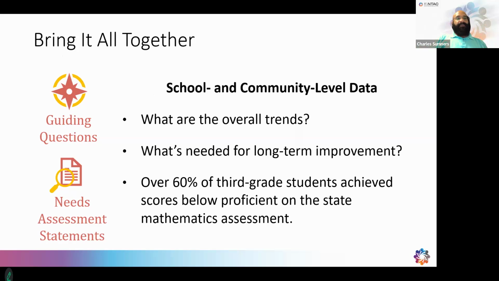So school level data, we have what are the overall trends, what's needed for long-term improvement, and over 60% of third grade students achieved scores below proficient on the state mathematics assessment. Well, that's some interesting data. So how can we form a needs assessment based on this type of data? Well, let's take a look at what that might actually look like. So let's take a look at what our guiding question looks like on the next slide.